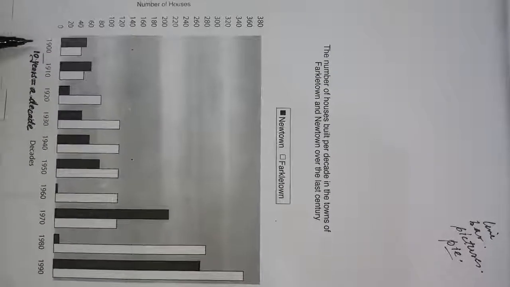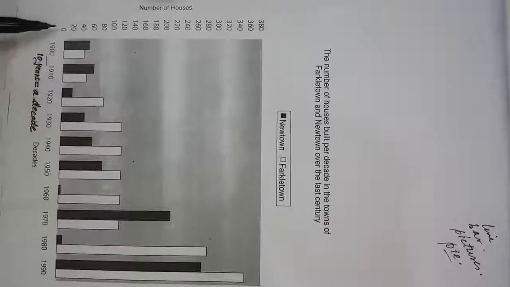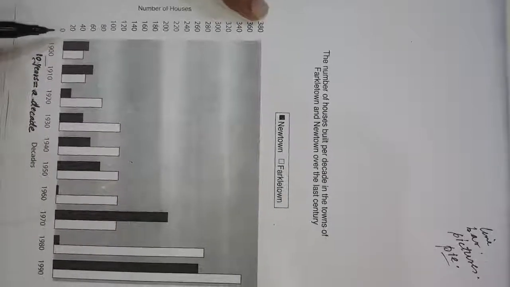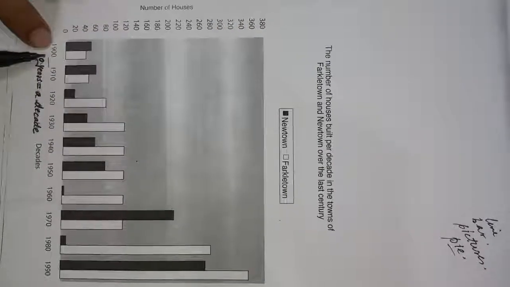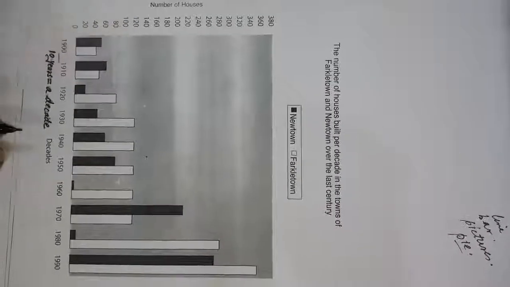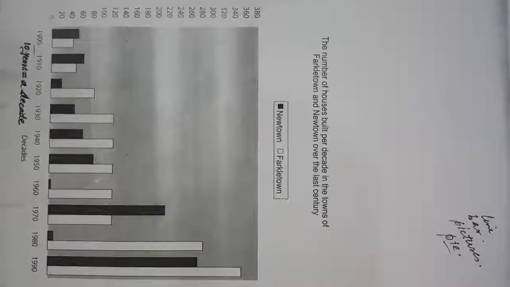Now we are going to start from 1900. We can see that the number of houses is given from 0 to 380, and the years are given from 1900 to 1990. Sometimes candidates also write that on the x-axis we have this and on the y-axis we have this. But this is an English test and not a mathematics test, and graphs are not to scale. So don't write vertical axis or horizontal axis, these kinds of things.